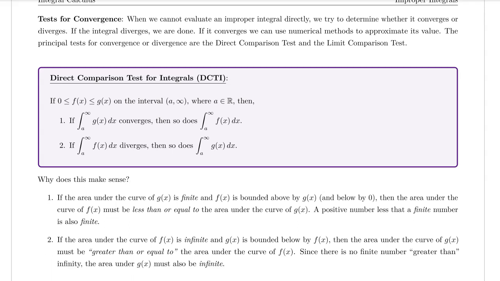Why does this make sense? Well, 1, if the area under the curve of g of x is finite and f of x is bounded above by g of x and below by 0, then the area under the curve of f of x must be less than or equal to the area under the curve of g of x. A positive number less than a finite number is also a finite number. 2, if the area under the curve of f of x is infinite and g of x is bounded below by f of x, then the area under the curve of g of x must be greater than or equal to the area under the curve of f of x. Since there's no finite number greater than infinity, the area under g of x must also be infinite.